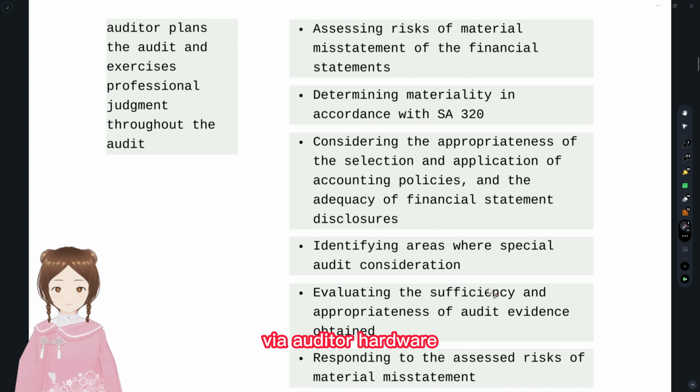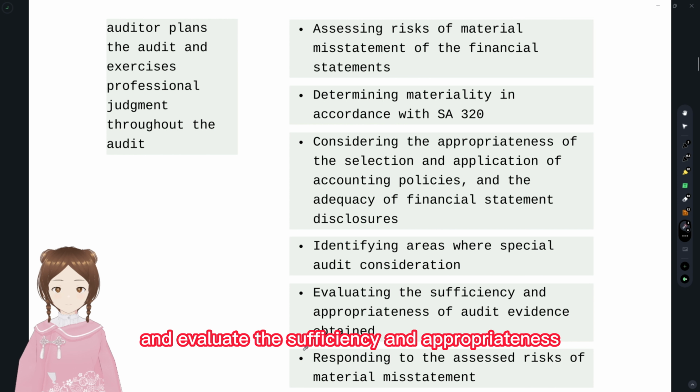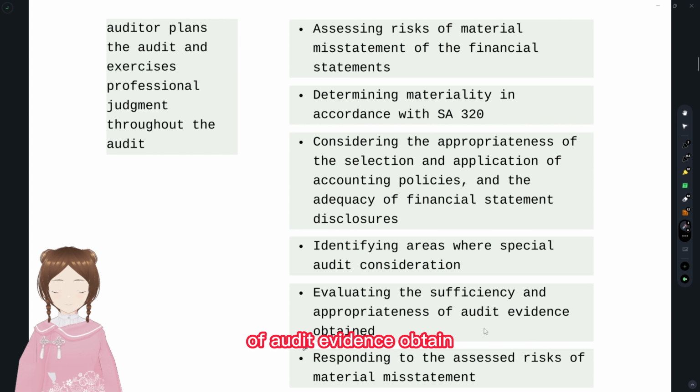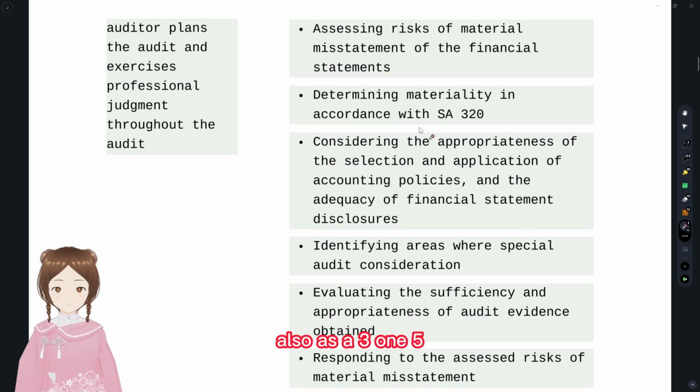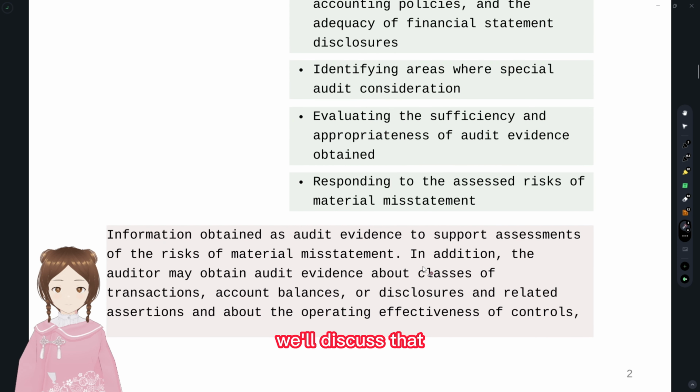But in general, since the auditor went to audit the financial statements, you have to check the appropriateness of selection of accounting policies and evaluate the sufficiency and appropriateness of audit evidence obtained. And after that, when there are risks in the financial statements, what do you have to do? You have to do audit procedures. For that, you need to determine materiality also. Under SA 315, materiality will be discussed in SA 320. That's tomorrow. We'll discuss that.